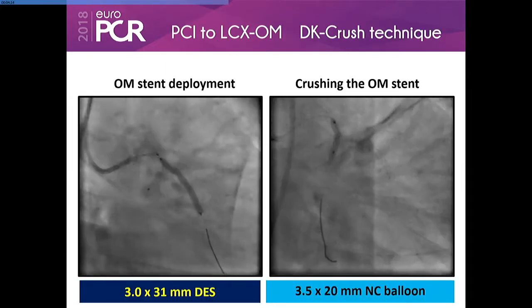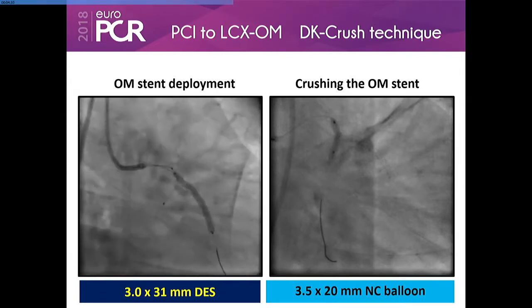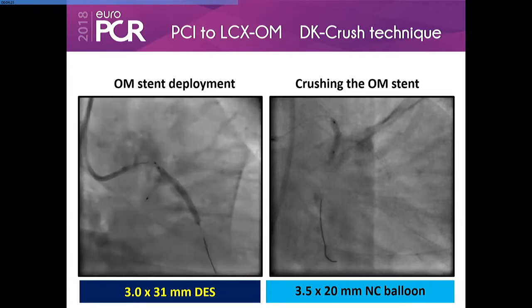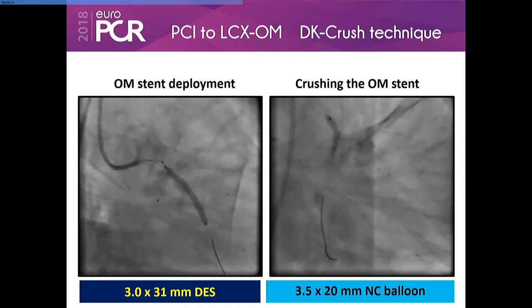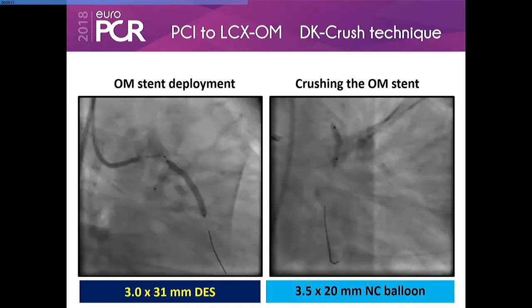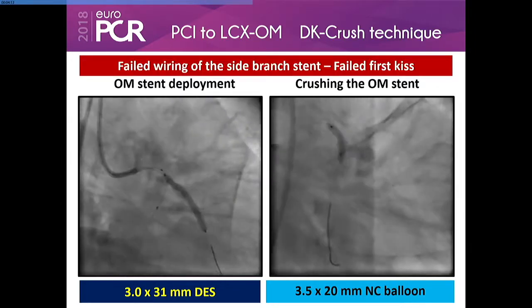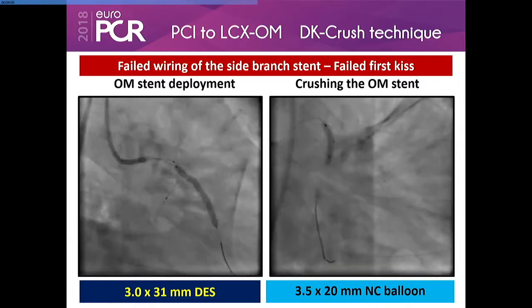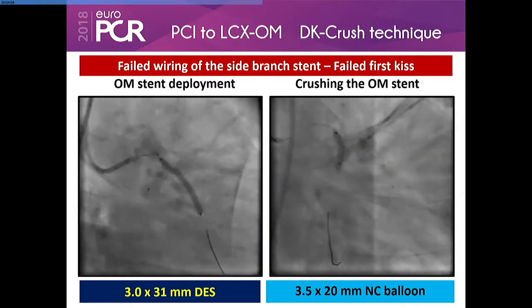So we started with stenting of the side branch, the OM, using a 3.0 × 31 millimeter drug-eluting stent with a non-compliant balloon in front of the ostium of the side branch, ready to crush the stent after its deployment. Then we removed the wire and crushed the stent using the 3.5 × 20 millimeter balloon. After this step, we have to rewire the side branch through a proximal strut. However, we failed using different wires to cross this area. So probably this crushing didn't go smoothly.